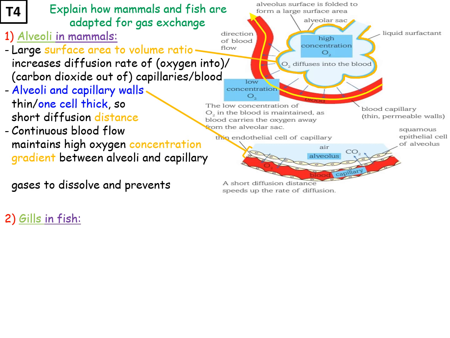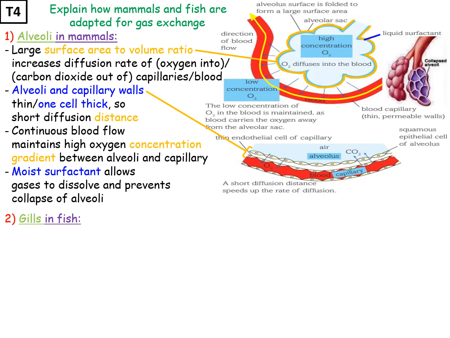Gases also are dissolved inside the alveoli, and this involves a liquid surfactant because liquids dissolve gases. The whole point of the liquid surfactant is that it is moist, and that prevents the collapse of the alveoli. So when you breathe out, the walls generally touch each other, and so when you breathe in again, we want to make sure that these walls do not stick with each other. So to prevent them from collapsing, the inner surface of the alveoli contain liquid surfactants, and that prevents the collapse of the alveoli.